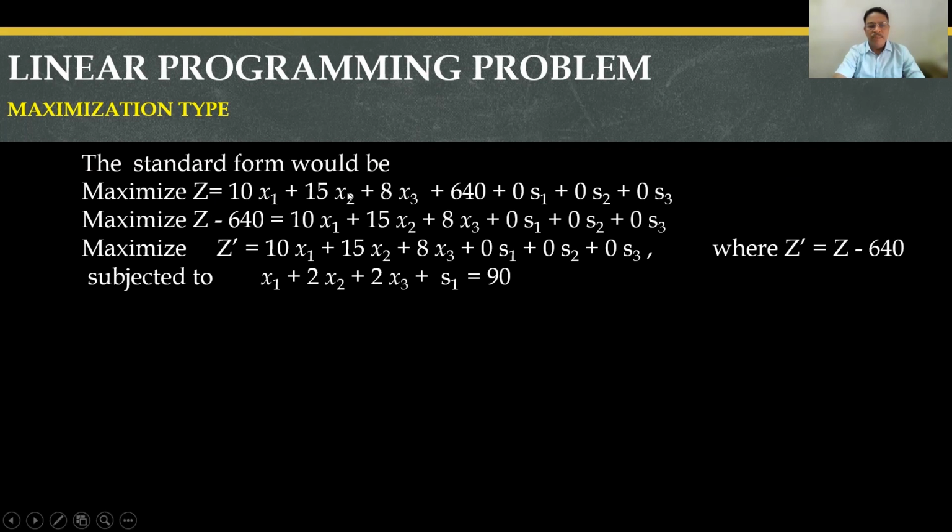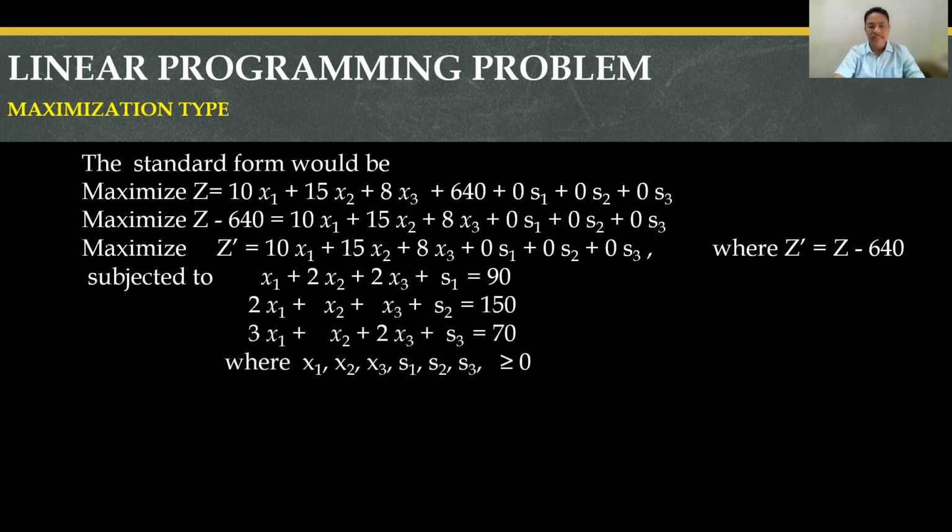We will reframe the objective function by taking 640 to the left hand side, and we get z minus 640 equals 10x1 + 15x2 + 8x3 + 0s1 + 0s2 + 0s3. And we replace z minus 640 by another variable, z dash, and now we have the objective function as z dash = 10x1 + 15x2 + 8x3 + 0s1 + 0s2 + 0s3, subject to the three constraints and the non-negativity restrictions greater than or equal to 0. So this is a regular LP problem now, which we can easily solve.